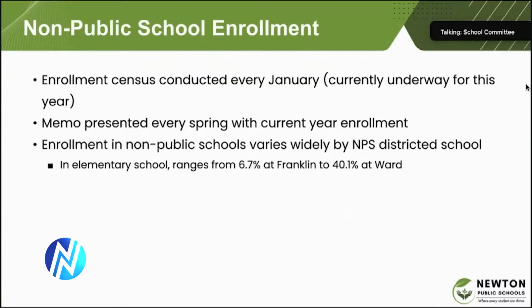And then I just want to note that the enrollment in non-public schools varies widely by NPS districted school. And what I mean by that is the address in which each child lives, like where they would be districted to attend. And this is most apparent at the elementary school level. So for last year, the percentage of school-age children attending non-public schools ranged from 6.7% in the Franklin district to 40.1% in the Ward district. So there's wide variation in the choices that families are making for their children.